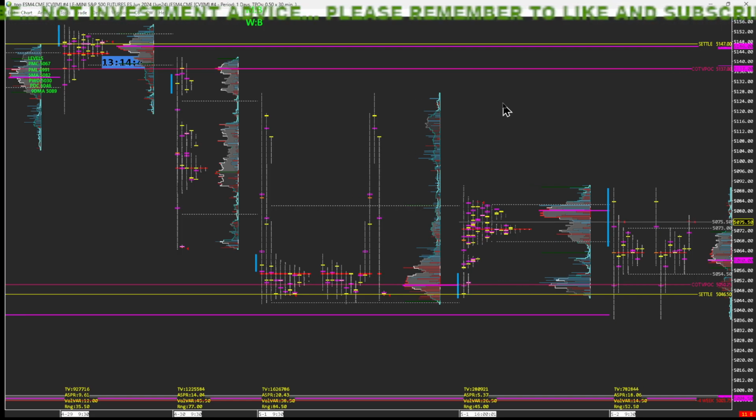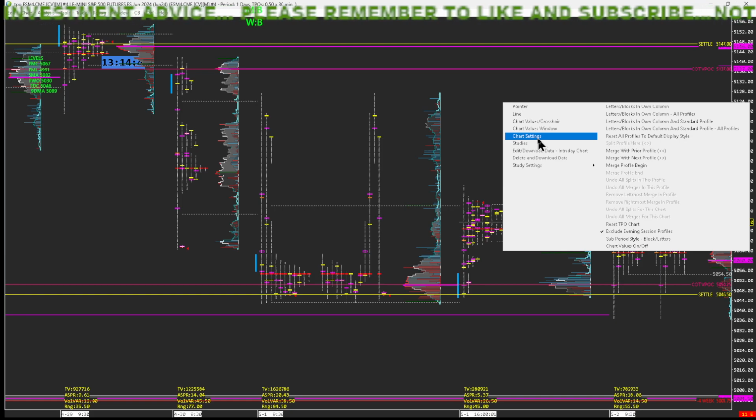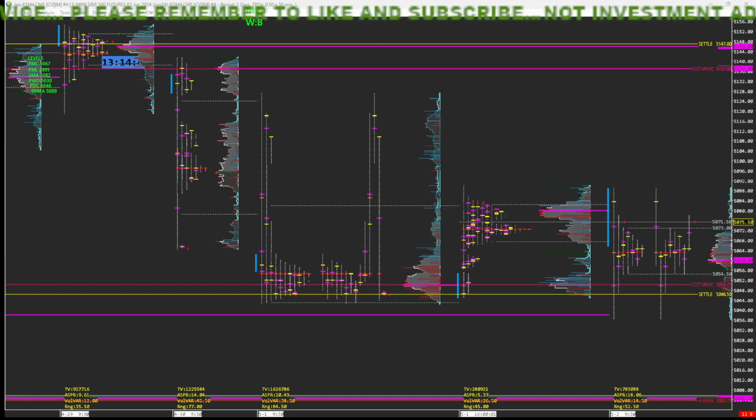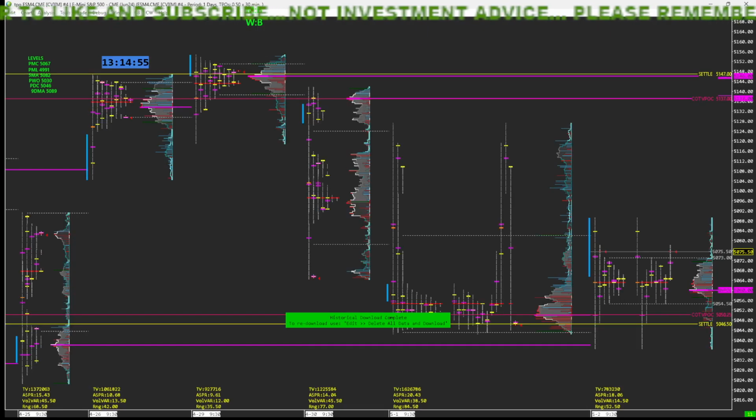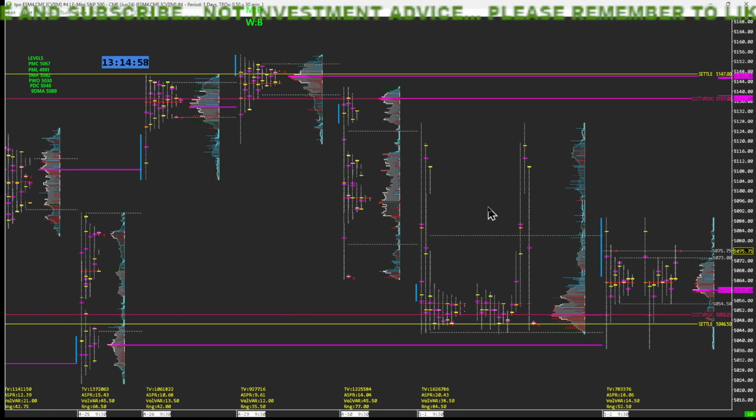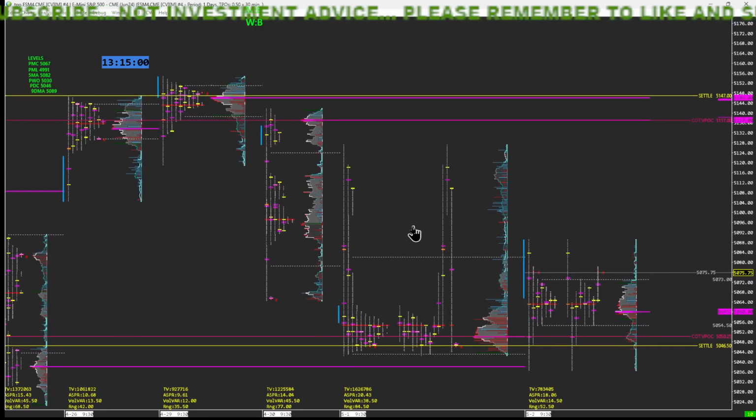This is an overnight profile. Can get rid of it for now. I typically will turn it off once we trade. If we trade both sides of the overnight profile, it typically just becomes absolutely useless. So there's no point to have it on there.